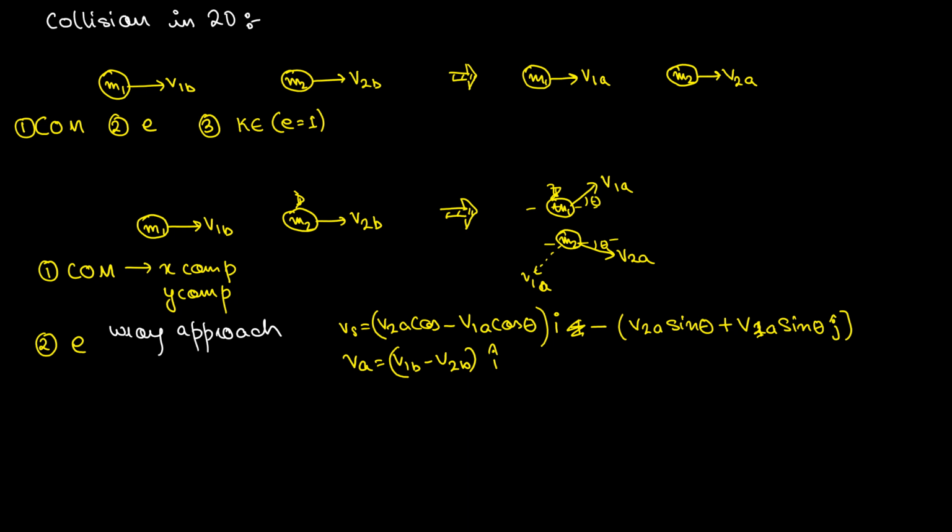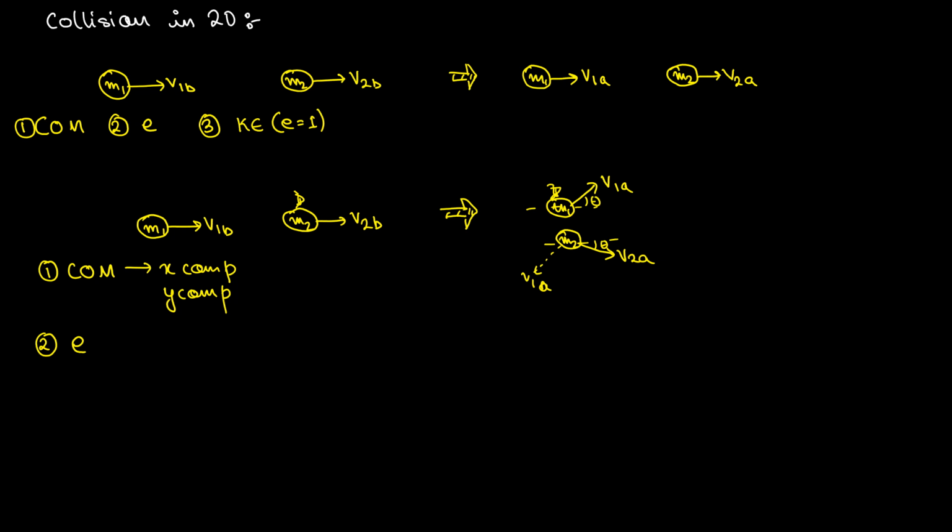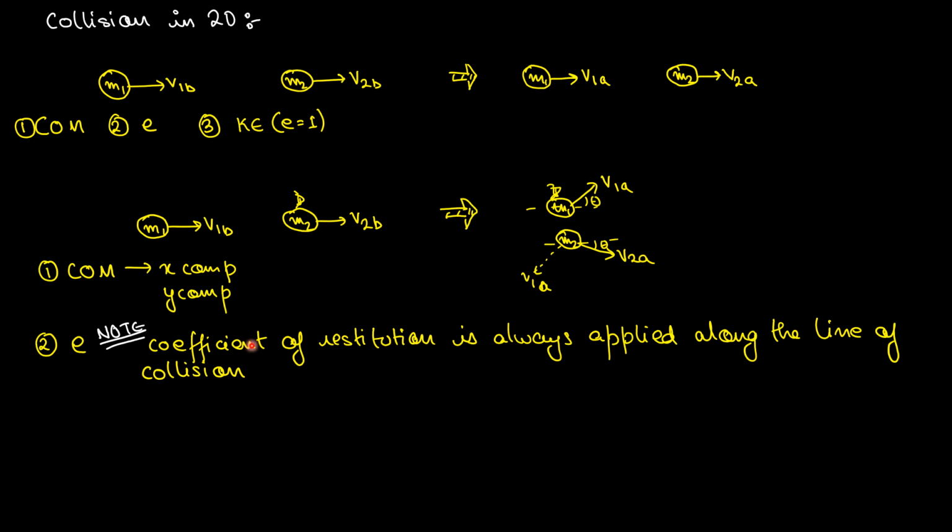However, there is a workaround to apply coefficient of restitution in 2D. I'll just erase this. And why was this wrong? See, coefficient of restitution is always applied along the line of contact. Coefficient of restitution is always applied along the line of collision. Now you might ask, sir, what is this line of collision?